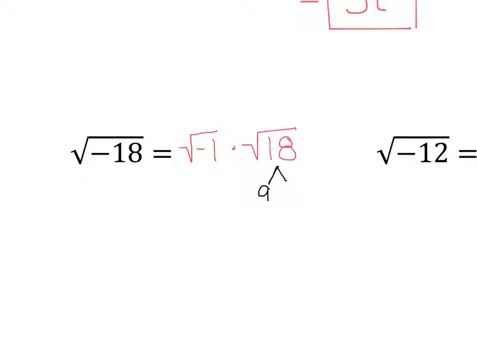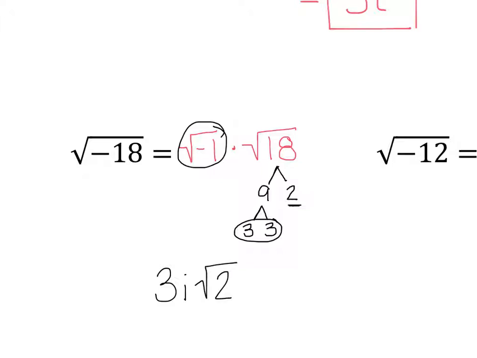9 and 2. And then 9 breaks down into 3 and 3. I'm looking for sets of how many? 2. So my 3 will be in front, and then my i and a 2 inside. So your answer is 3i square root of 2. Does that make sense?